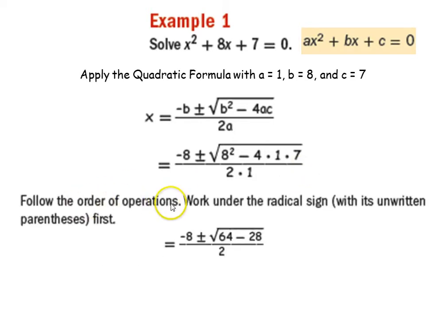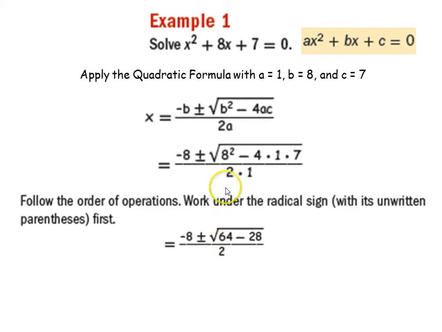So we follow the order of operations, and we're going to work under the radical sign, or the square root symbol, with its unwritten parentheses first, because once again we have to simplify what's inside the square root before we do anything else. So this 64 right here comes from 8 squared. 8 squared is 64, so that's where the 64 comes from here. Minus 28 comes from the 4 times 1 times 7. 4 times 1 times 7 is 28, and we are subtracting that, so we have 64 minus 28. And the negative 8 is still there. The divided by 2, or it's a 2.